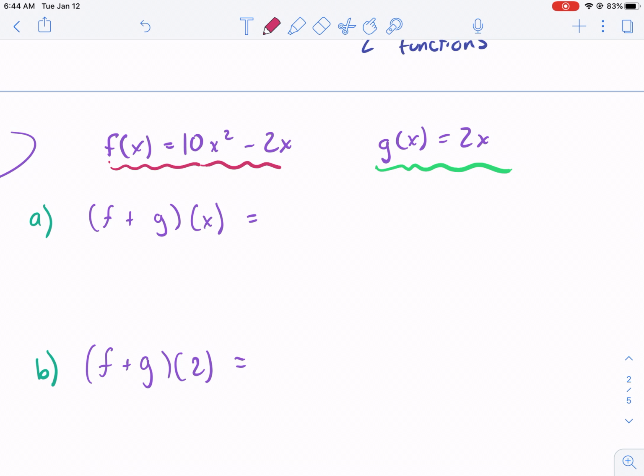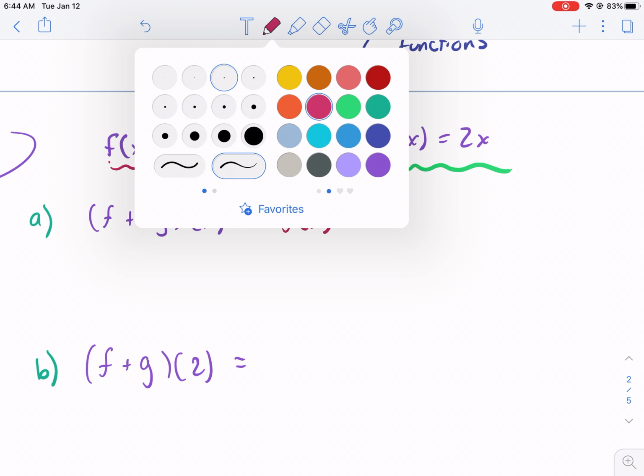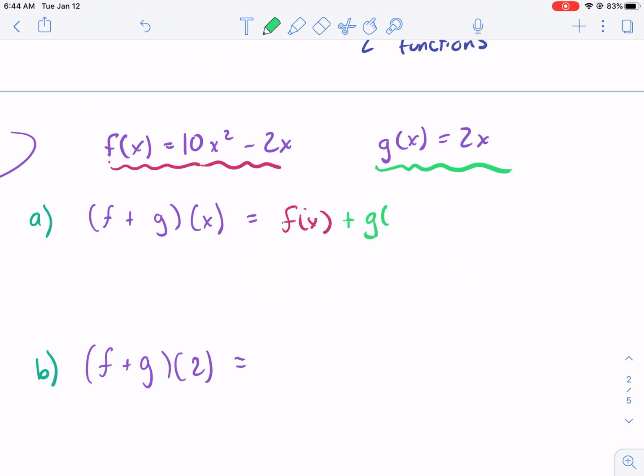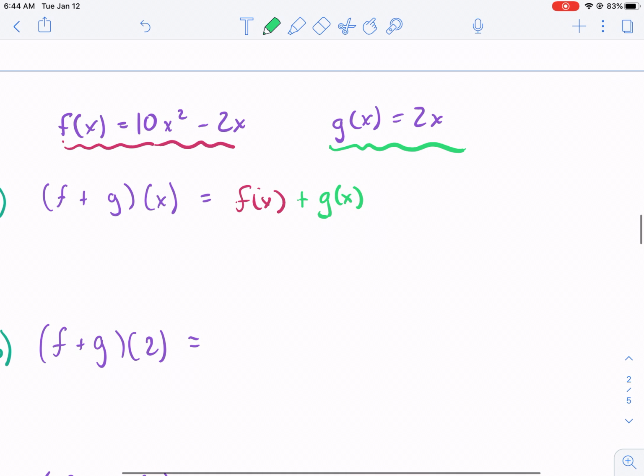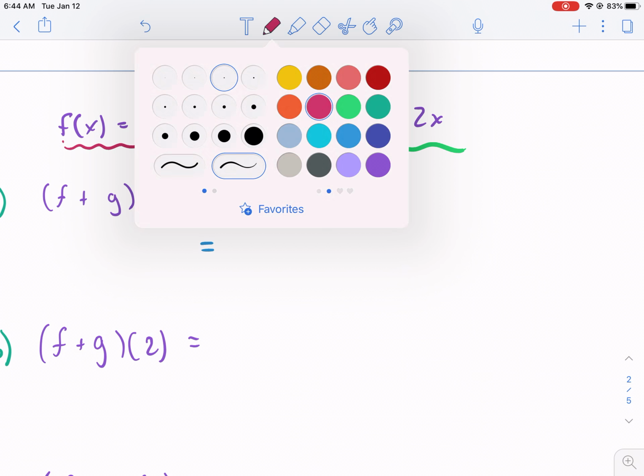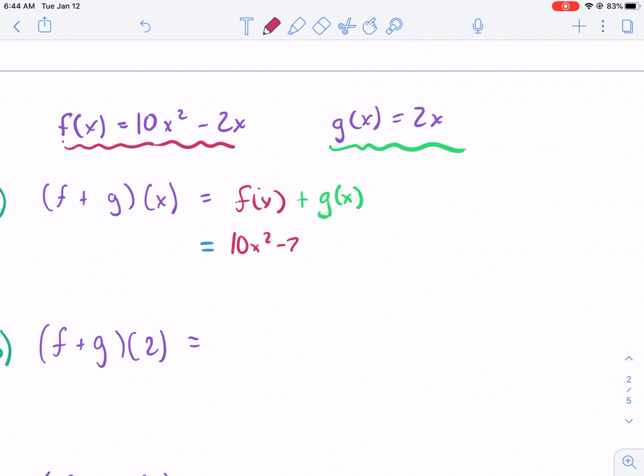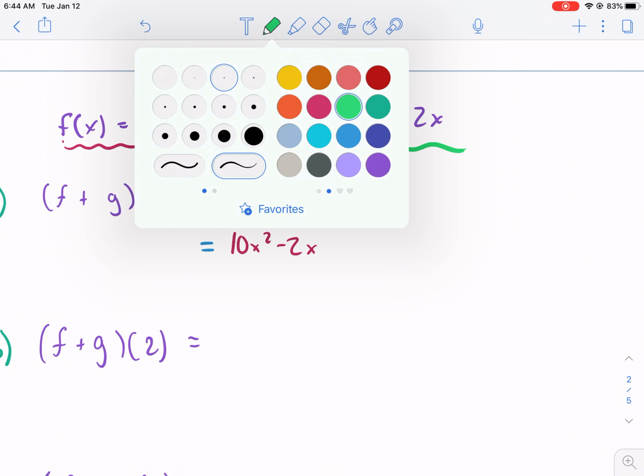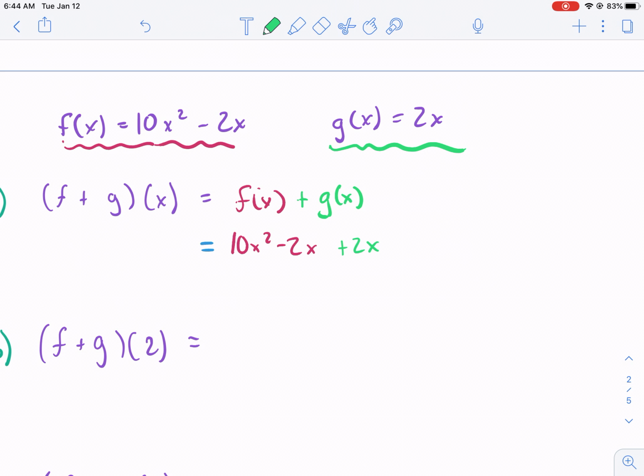So what we're going to do is say this is the same thing as f of x plus g of x. And we have the values for this. We already know that f of x is equal to 10x squared minus 2x, and then we're simply going to add this 2x. What happens when we do this? It's going to simplify, because these two are like terms, and we're going to be left with 10x squared, and that's going to be our answer.